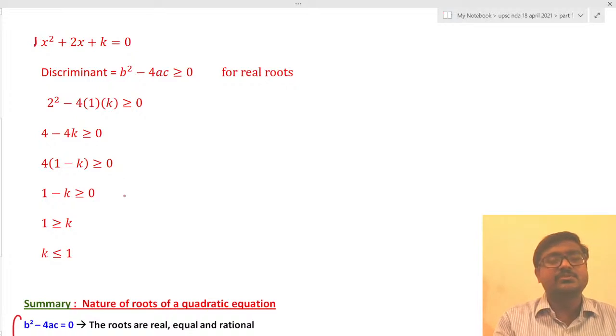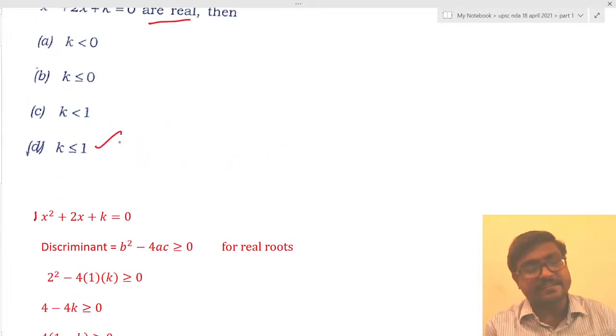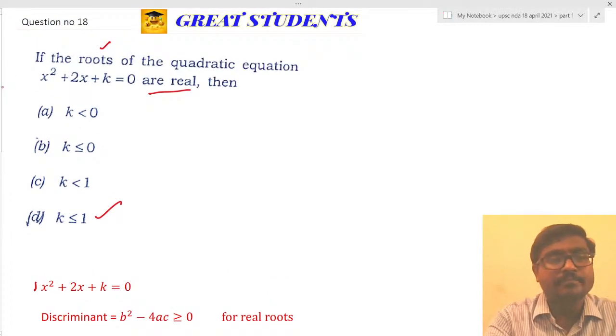4 goes to the right side, so 0 divided by 4 is 0. So 1 minus k greater than or equal to 0. When k moves to that side, 1 is greater than or equal to k. So k is on the left hand side, I can write this as k less than or equal to 1. So option D is the right answer for this question. Next, we will move on to the next question.